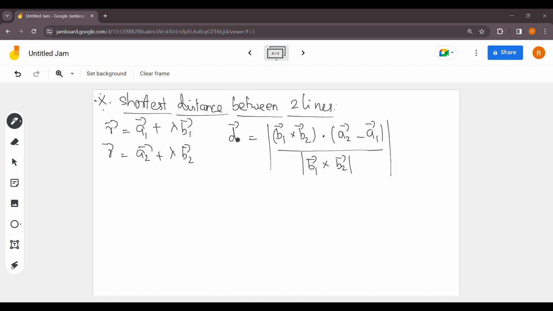Cross product we have learned in vectors, how to find it out, and second step is simple subtraction. Then you have to take the dot product of b1 cross b2 and a2 minus a1, divided by the mod, so you get the final answer. It's very easy.